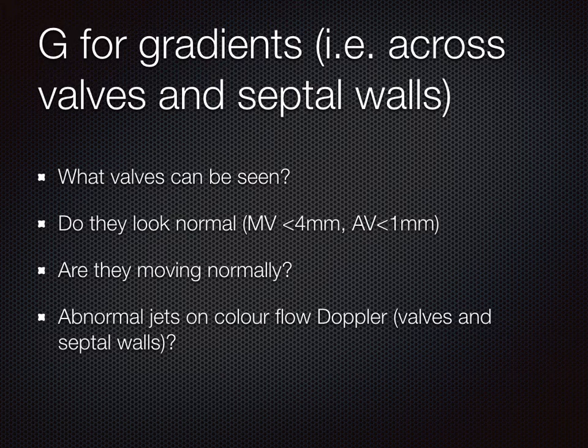Okay, so just to summarise, we've got D for dimensions and structure, E for effort, F for fluid, and G for gradients, i.e. valves and abnormal flow. So remember those, and whenever you see an echo image, use that system. Start off with D, work your way through to G. Okay, have fun.